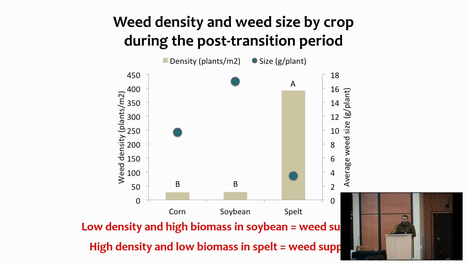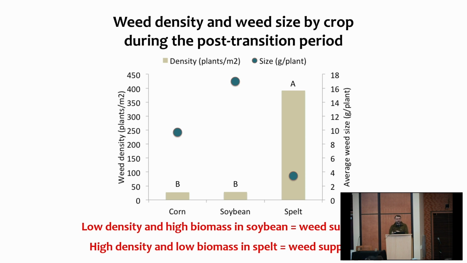When we rotate to the spelt, okay, this is where the important part is. When we rotate to the spelt, we have a lot of weeds out there. We have a high density of weeds, okay, but they stay very small. And we combine and harvest that spelt before they set seed. All right, so that's our way to keep our population low, right?